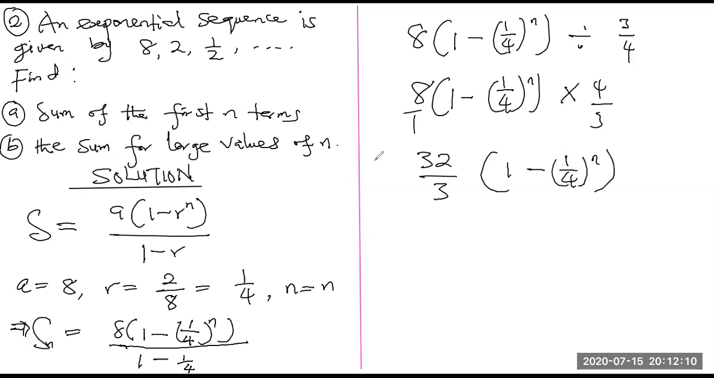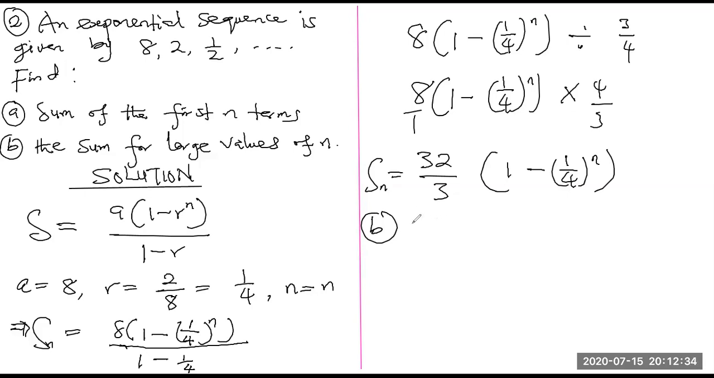So this is our nth sum. You can also put it in different forms if you want. Question B. What are we asked to find? The sum for large values of n. And of course, you can see our common ratio is less than 1. So large values of n means that when n becomes large, as I demonstrated earlier, our common ratio raised to n becomes 0.